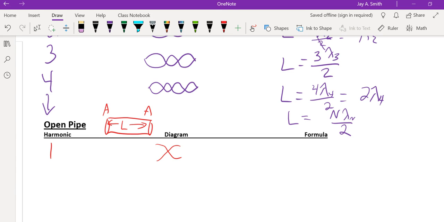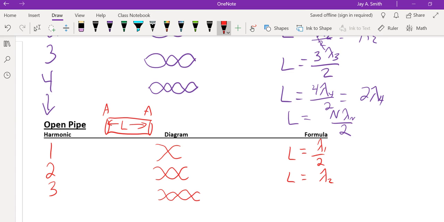Okay? But it's got the node in the middle. So this still is lambda 1 over 2. When you go to the second harmonic, the diagram looks like this. The left side is a quarter of a wavelength. The right side is a quarter. 2 quarters make a half. And there's one segment in the middle, which is another half. So this is lambda 2. And the third one would look like this. It's got a quarter on each end and then a full wavelength in the middle. So it would be 3 lambda 3 over 2.